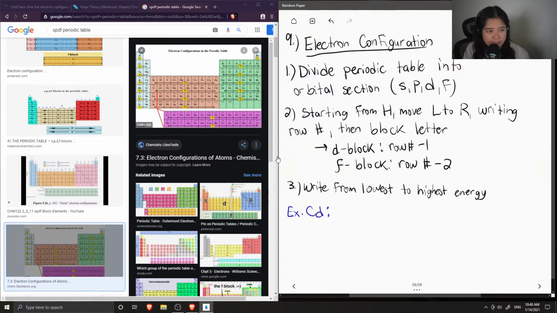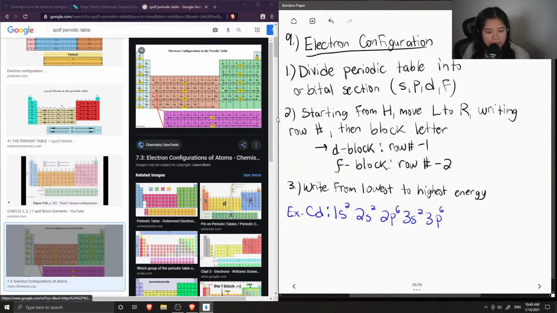So when we write out the electron configuration, you start from hydrogen, and you write the row number and then the block letter, and then you just go across until you get to your desired element. So we write 1s2, and then 2s2, and then 2p6, and then 3s2, and then 3p6. So these superscripts tell us how many electrons are in that subshell.